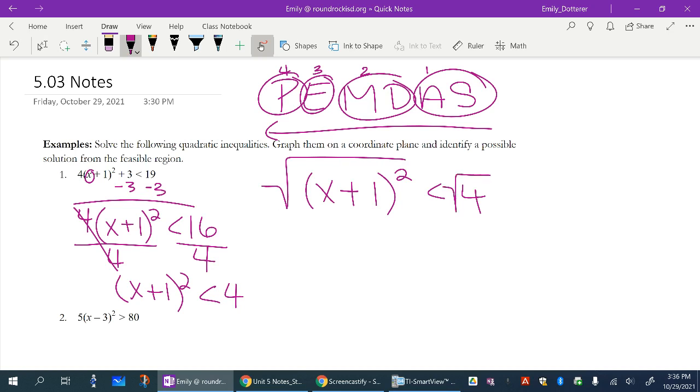Take the square root to get rid of the square. Square and square root cancel. And square root of 4 is 2. If you remember from last unit, when we take the square root of this, if x plus 1 is 2, 2 squared is 4, but so is negative 2 squared.